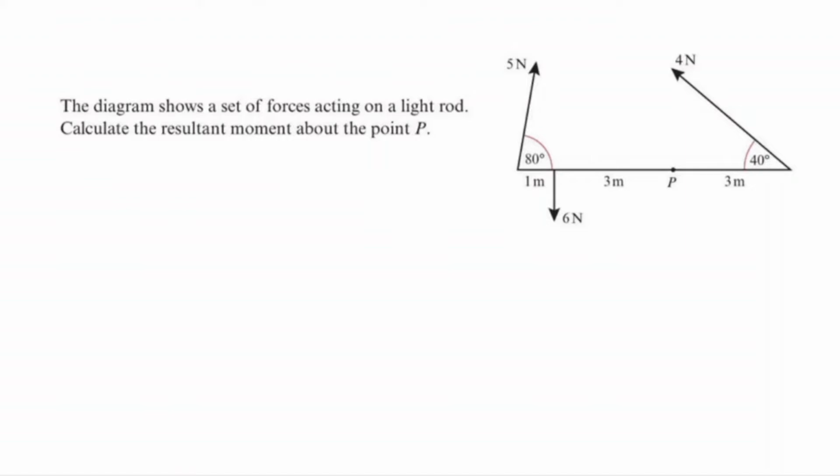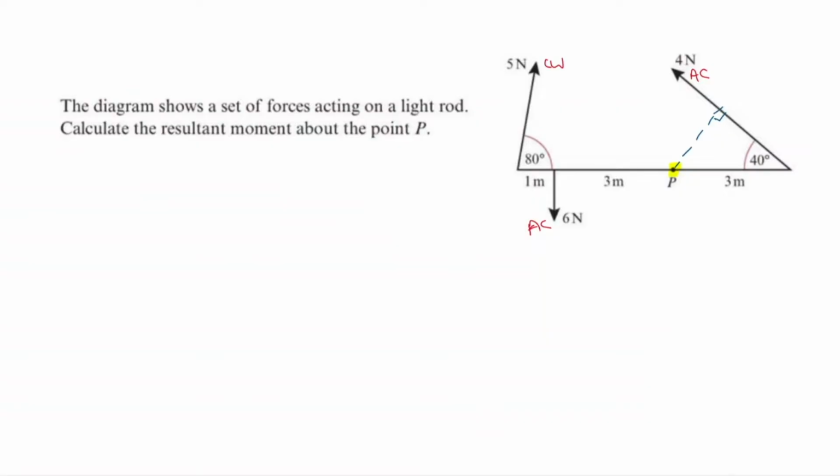So 5 newtons, if we were to imitate the direction that that's moving, that will be going clockwise. Both the 4 newtons and the 6 newtons are anti-clockwise. Okay, so let's just quickly label that so you know exactly which forces are going to be positive and which are negative. We're not going to guess, we're going to know which of them is which.